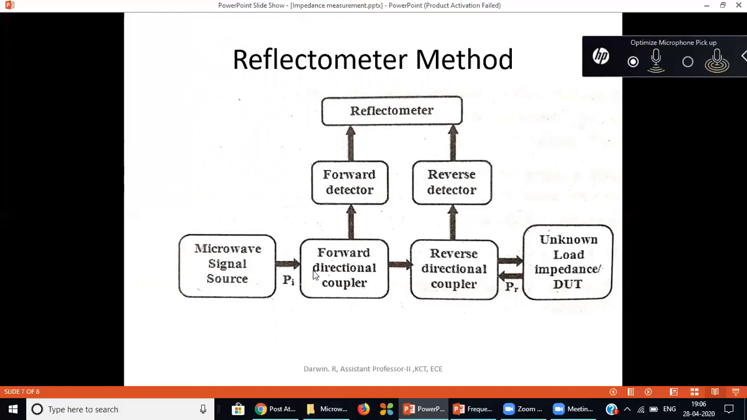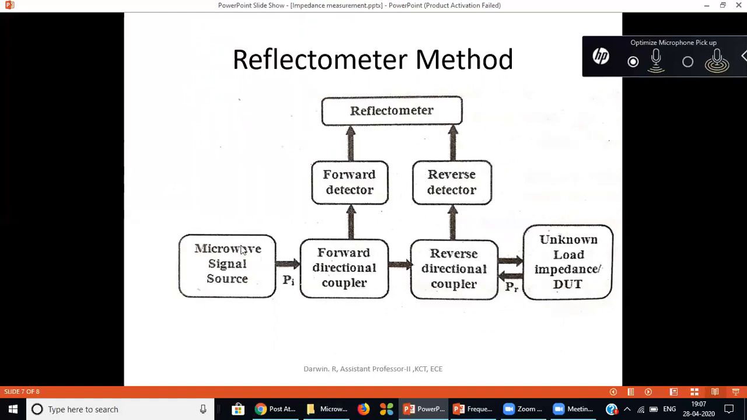The main line will be taking the signal in the forward direction, and even the coupled port will be sending the signal in the forward direction. In the reverse directional coupler, the main line will send the signal in the forward direction, and the coupled port will take the signal in the reverse direction, not in forward. That is the only difference here.